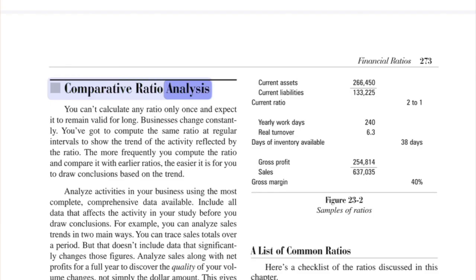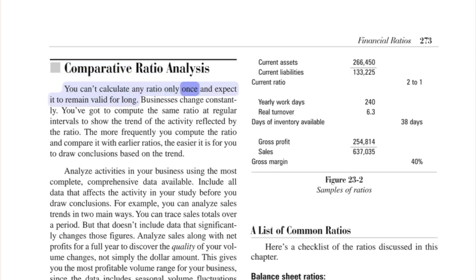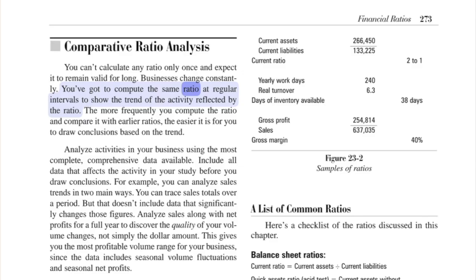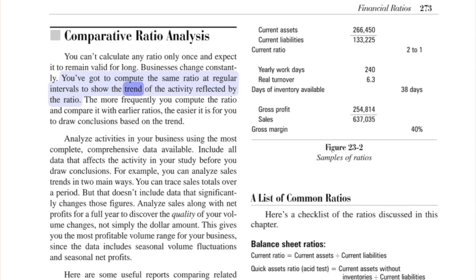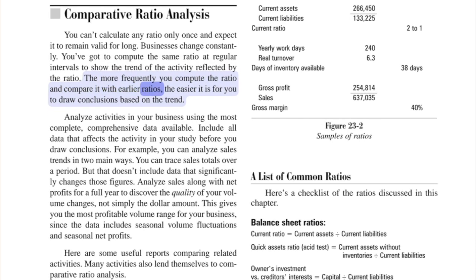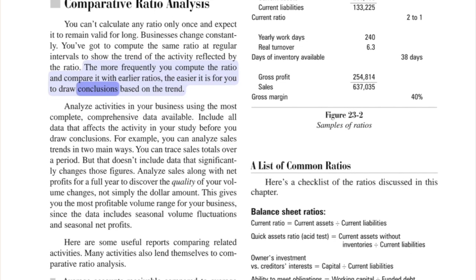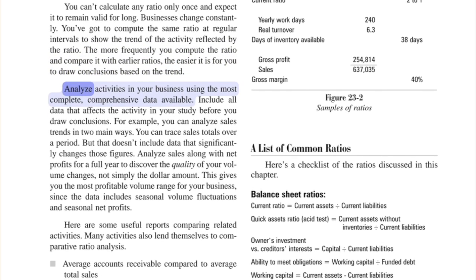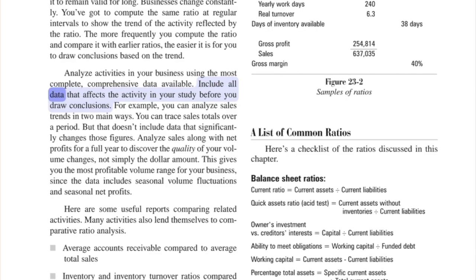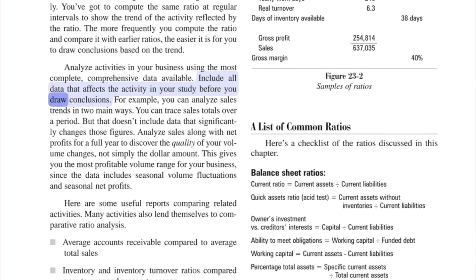Comparative ratio analysis. You can't calculate any ratio only once and expect it to remain valid for long. Businesses change constantly. You've got to compute the same ratio at regular intervals to show the trend of the activity reflected by the ratio. The more frequently you compute the ratio, and compare it with earlier ratios, the easier it is for you to draw conclusions based on the trend. Analyze activities in your business using the most complete, comprehensive data available. Include all data that affects the activity in your study before you draw conclusions.